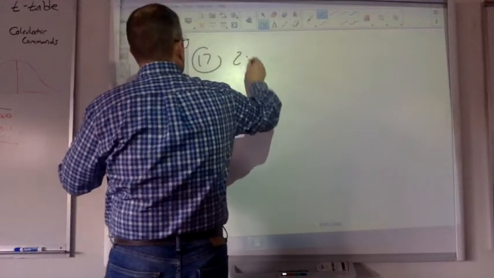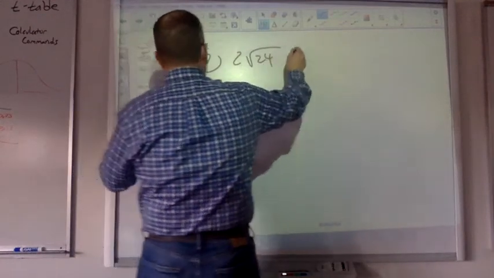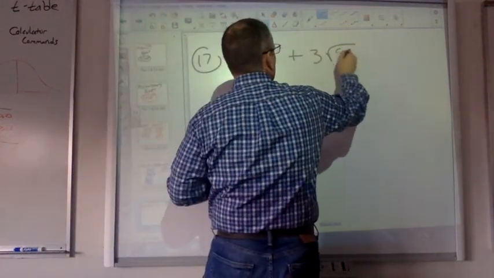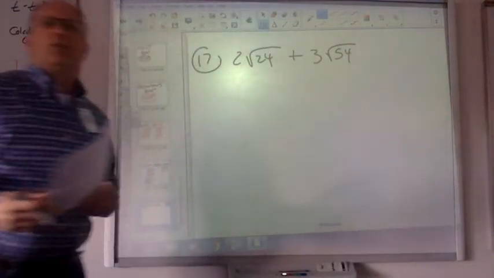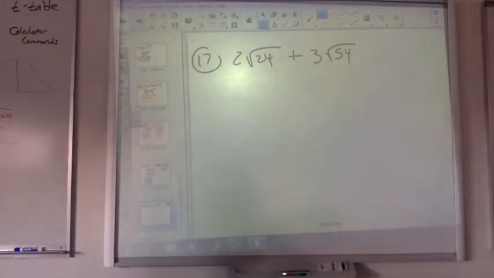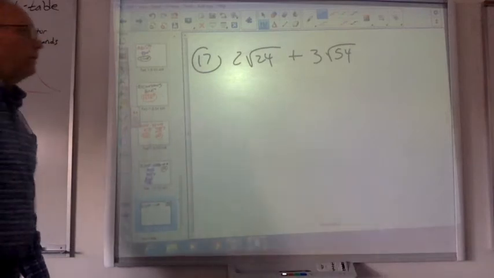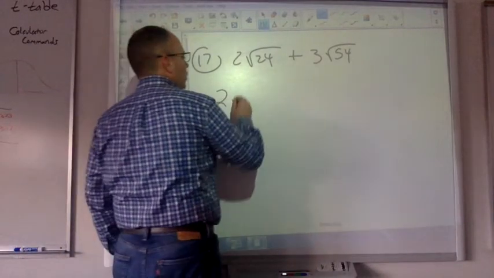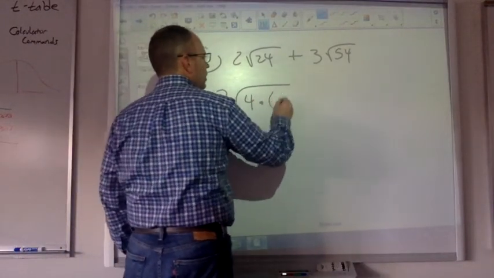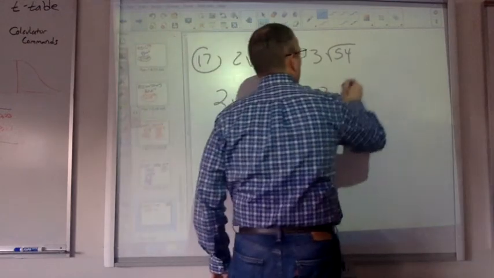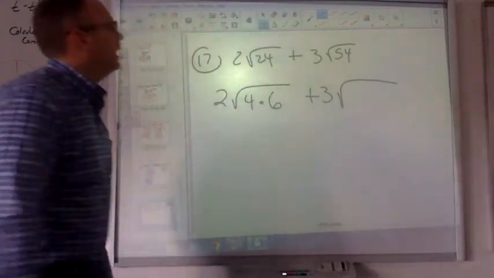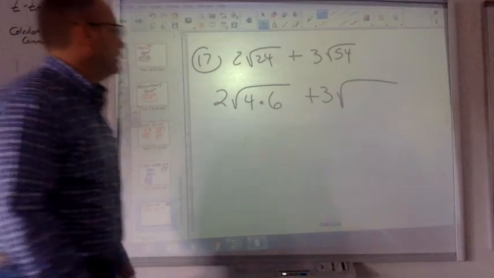Number 17, I got 2 root 24 plus 3 root 54. So right now they are not like bases. I cannot add them together as they are because root 24 is different than root 54. So let's break 24 down to 4 times 6. And let's break 54 down to, let's see, 9 times 6. Is that right?